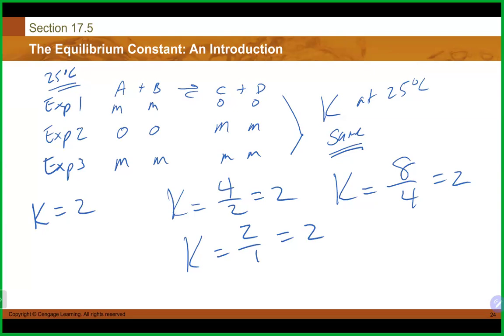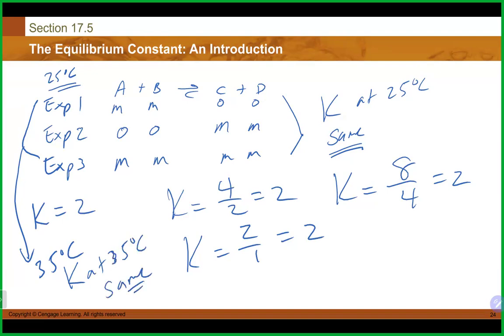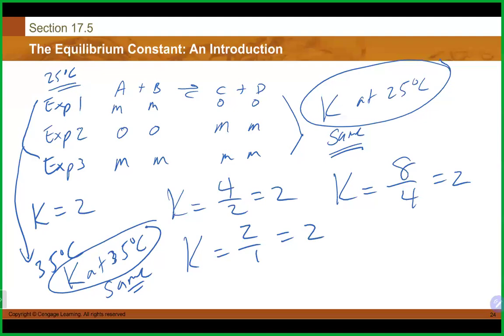Now, if you did these exact same 3 experiments, exact same way, but at 35 degrees Celsius rather than 25 degrees Celsius, the K value will be the same for all 3 of those experiments. But if you compare the K value at 25 degrees to the K value for those experiments at 35 degrees, they will be different values. So that is what we're talking about when we say the K value will be different at different temperatures. The K value at this temperature will be different than the K value at another temperature.